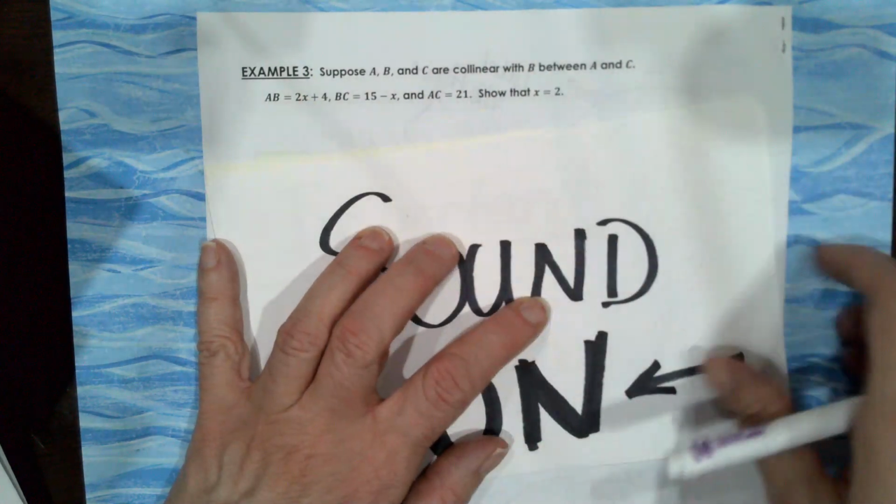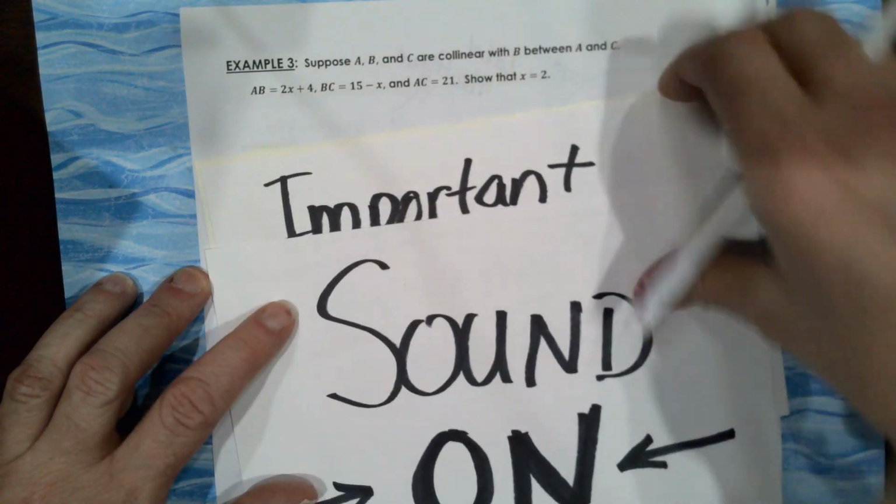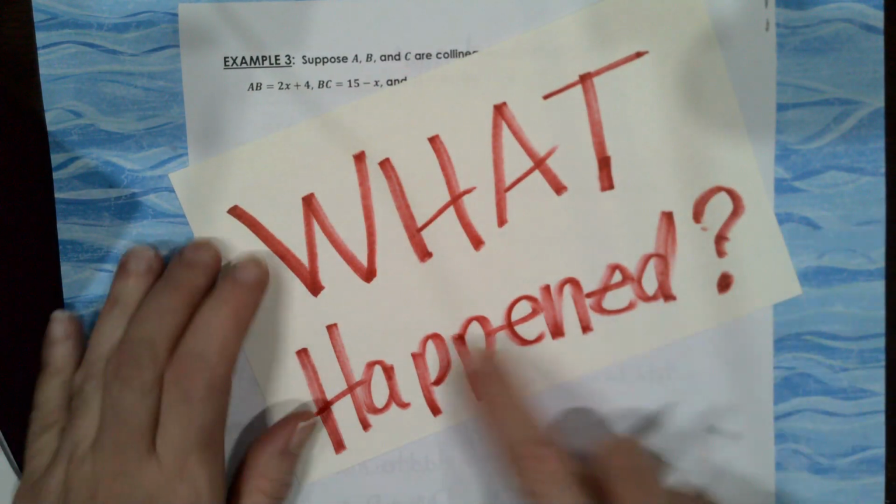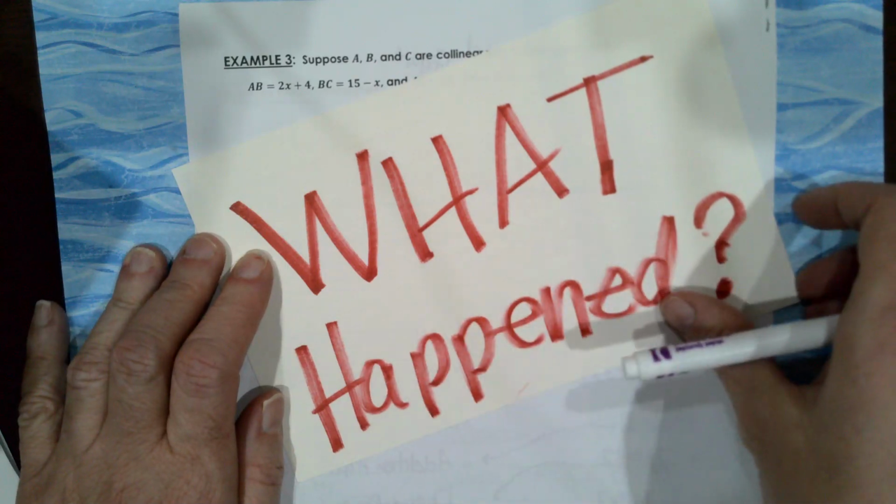Okay, so here's our last example. Again, sound on, make sure you're listening to my explanations, okay? And the key point of what we're trying to do, we have to be able to justify every step we do by saying what happened, okay? So here's our proof. We still have a framework here, so we're still kind of like baby steps.